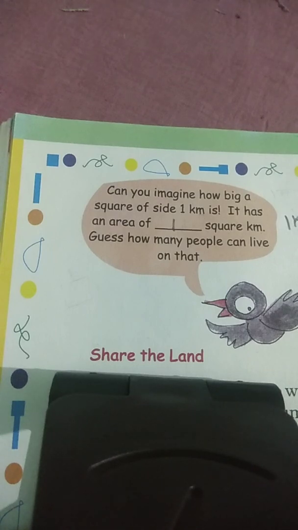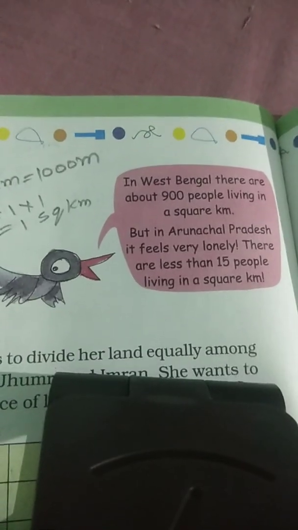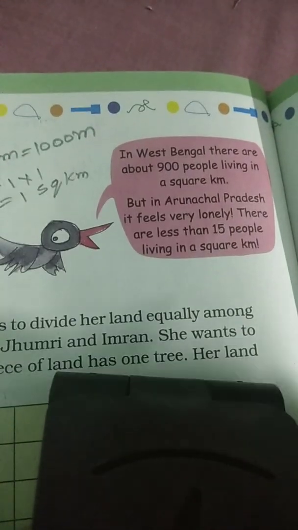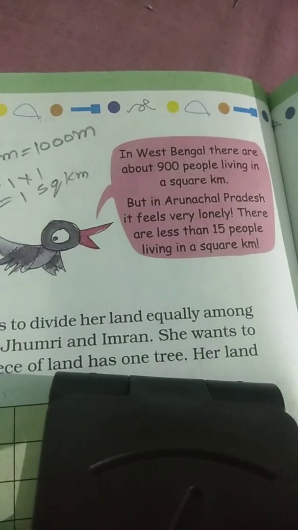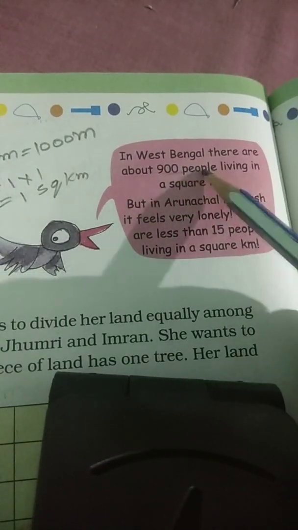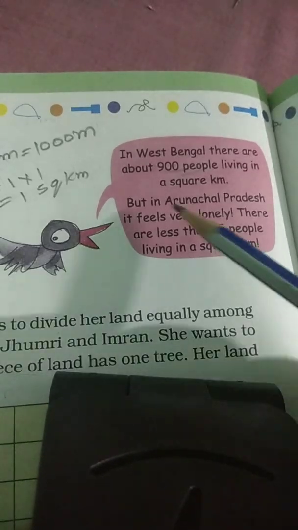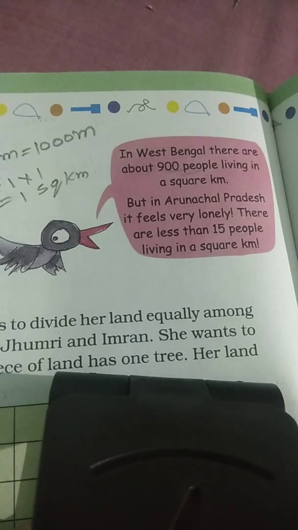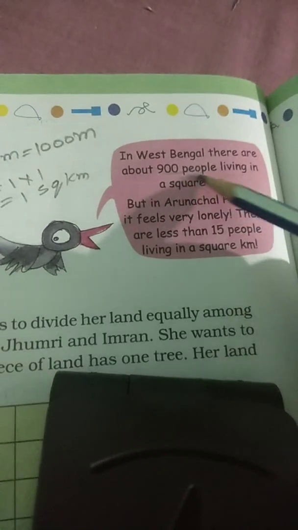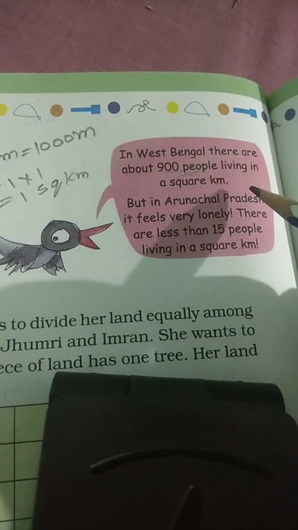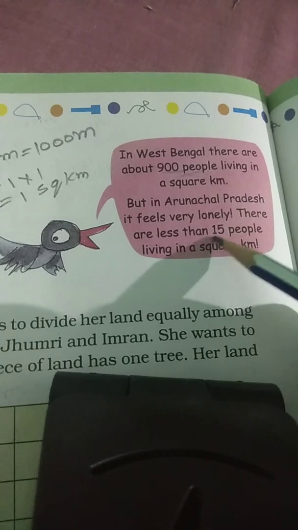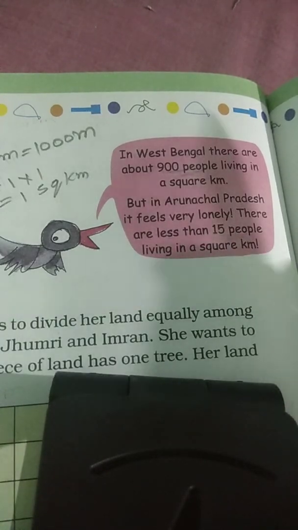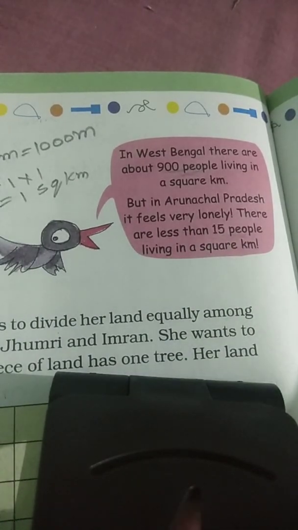Guess how many people can live on that? Now in West Bengal there are about 900 people living in a square kilometer. So in West Bengal 900 people are living in this much area, but in Arunachal Pradesh it feels very lonely. There are less than 15 people living in a square kilometer.